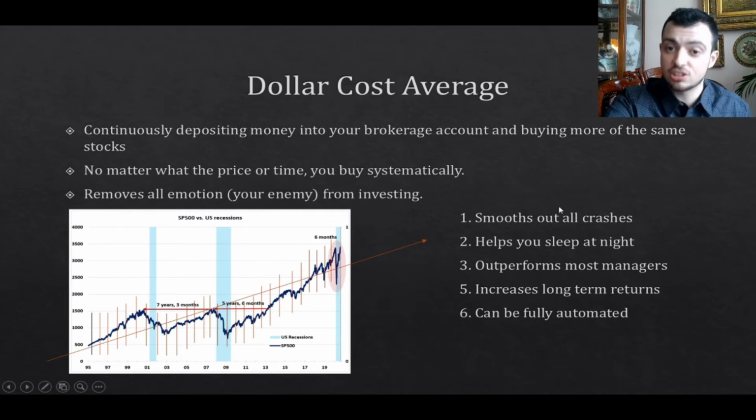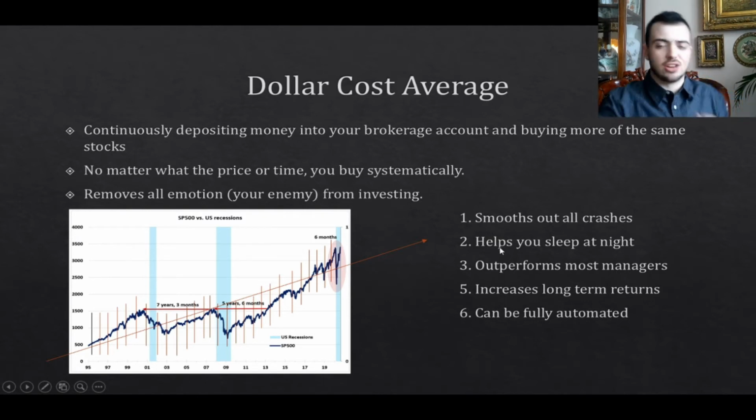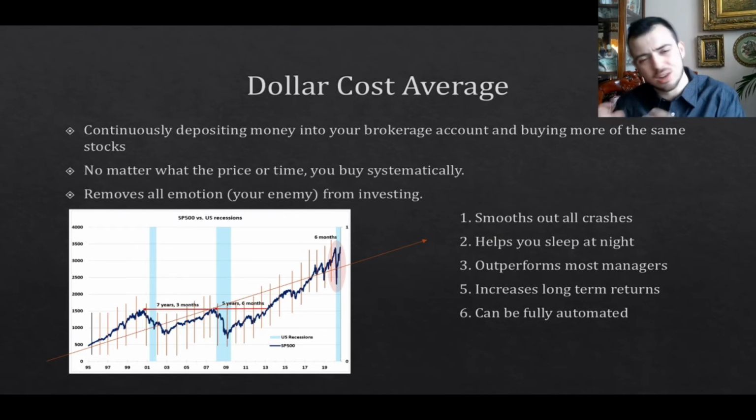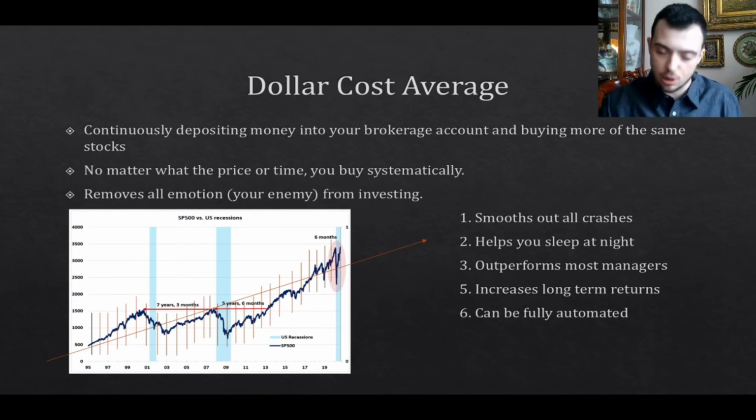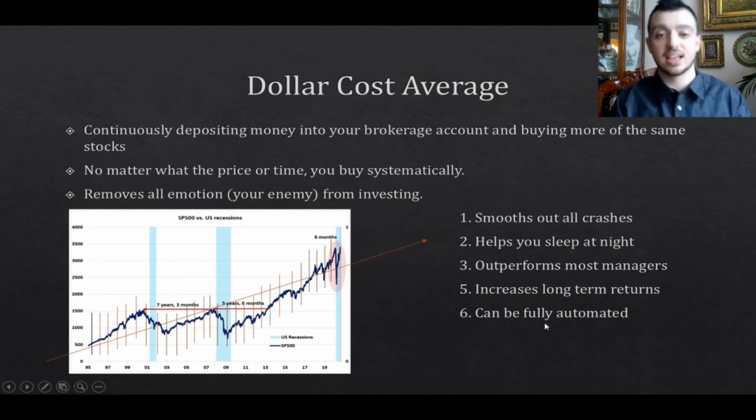So again, advantages of dollar cost averaging, it smooths out all crashes. When the market crashes, you're buying more, which is boosting your returns. You will outperform most managers. It will also help you sleep at night. You're not betting on, is it going down tomorrow, the stock market? No matter what, you're buying every month continuously, no matter what you see on the news. So again, it increases long-term returns and it can be fully automated.